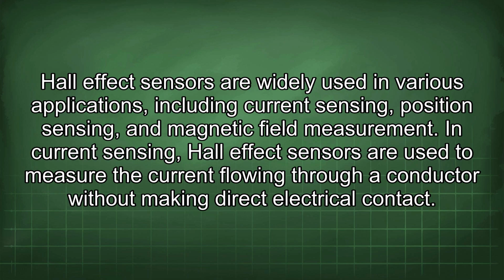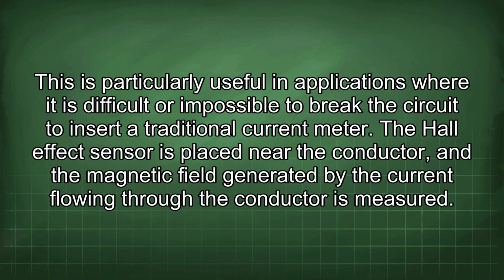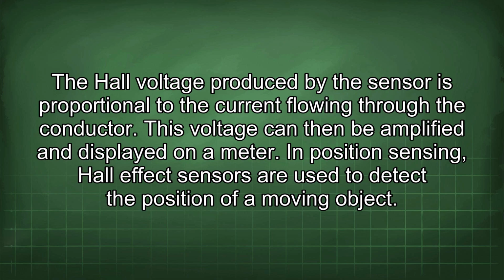Hall effect sensors are widely used in various applications, including current sensing, position sensing, and magnetic field measurement. In current sensing, Hall effect sensors are used to measure the current flowing through a conductor without making direct electrical contact. This is particularly useful in applications where it is difficult or impossible to break the circuit to insert a traditional current meter. The Hall effect sensor is placed near the conductor, and the magnetic field generated by the current flowing through the conductor is measured. A Hall voltage produced by the sensor is proportional to the current flowing through the conductor. This voltage can then be amplified and displayed on a meter.